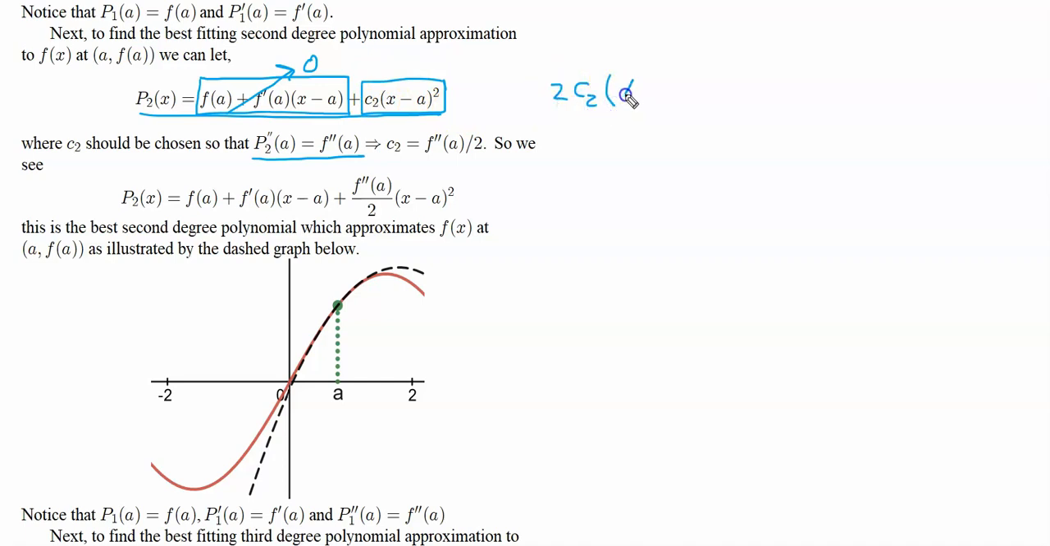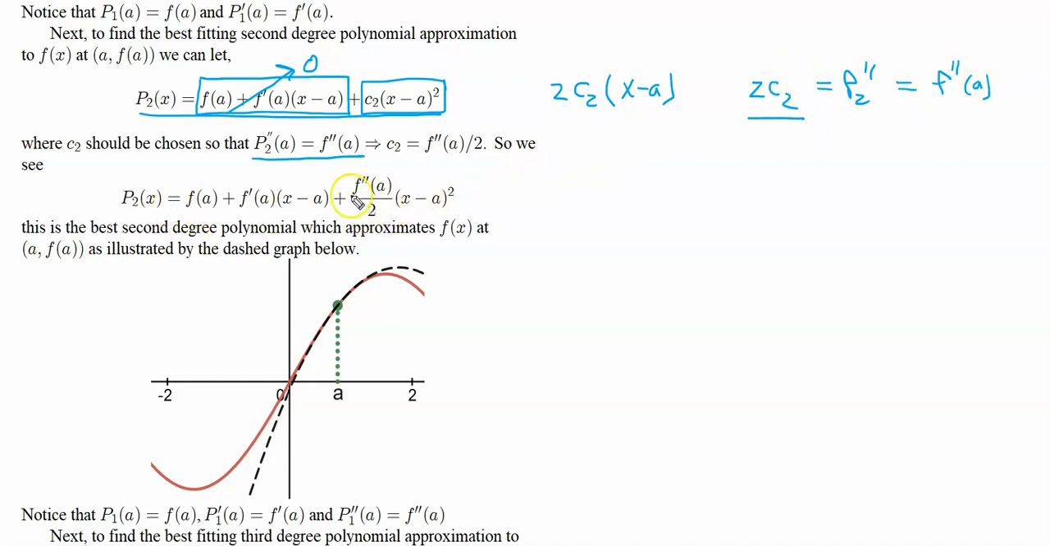Here's the first derivative. That's the first derivative of this part. Then the second derivative is going to be 2c2. Okay, so this is actually p2 double prime. And so we set this equal to the second derivative of f at a, and we obtain that c2 should be f double prime of a divided by 2.